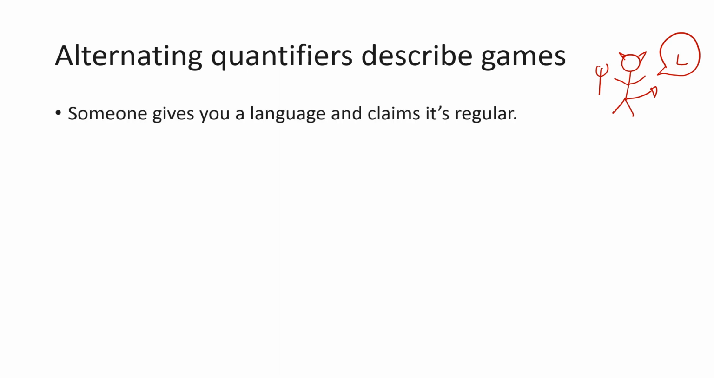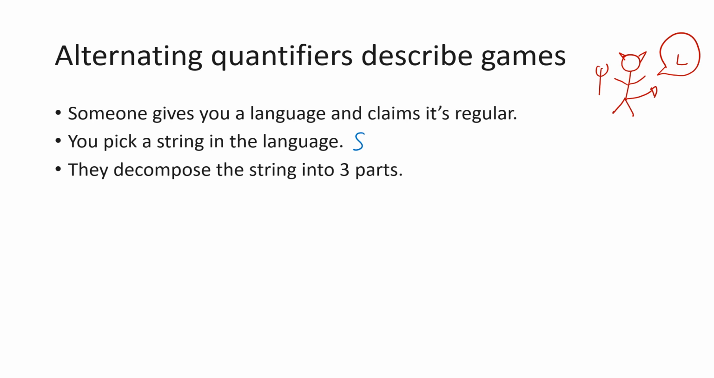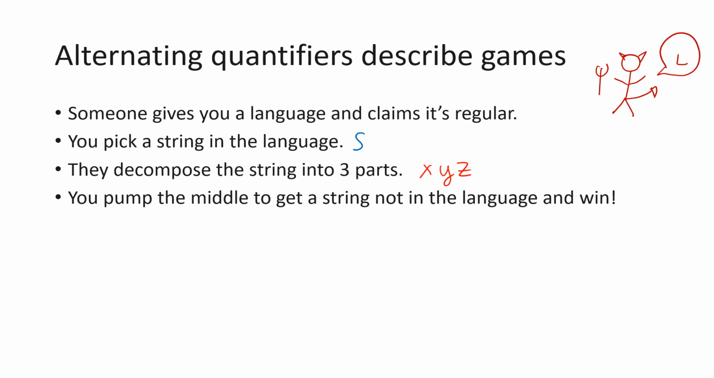Now you get to pick a string S in that language. You get to pick whatever you want for S. Now, this adversary is going to decompose the string into 3 different parts, X, Y, Z, and they're going to give it back to you. Now, you get to pump the middle to get a string not in the language and win. In other words, you take the X, Y, Z you've been given and figure out an I on the Y such that if you repeat it I many times, then it should not be in the originally described language.